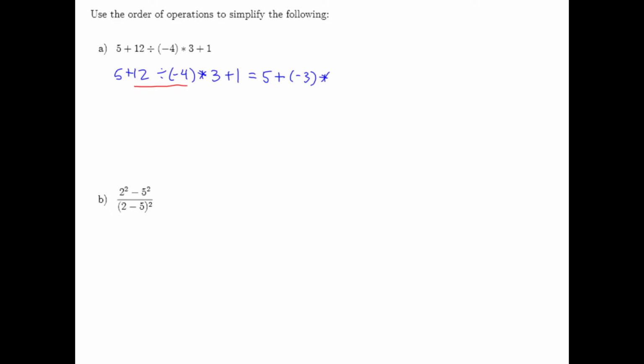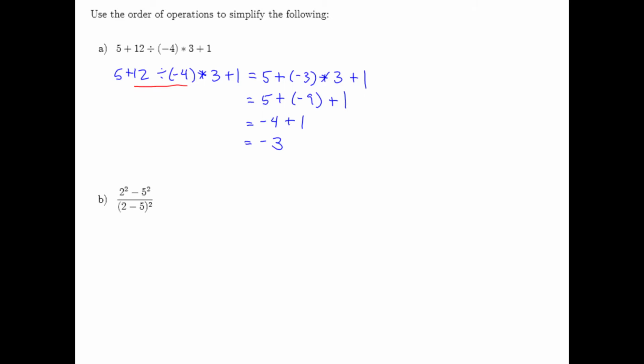times +3 plus 1. Next, we'll compute that multiplication. So we'll have 5 plus -9, which we get from taking -3 times +3, plus 1. At this point, we have two addition operations. So we'll simply work left to right. 5 plus -9 will give us -4. And we still have plus 1 on the end. So 5 plus -9 plus 1 gives us -4 plus 1. And simplifying that as our last step, -4 plus 1 computes to -3.